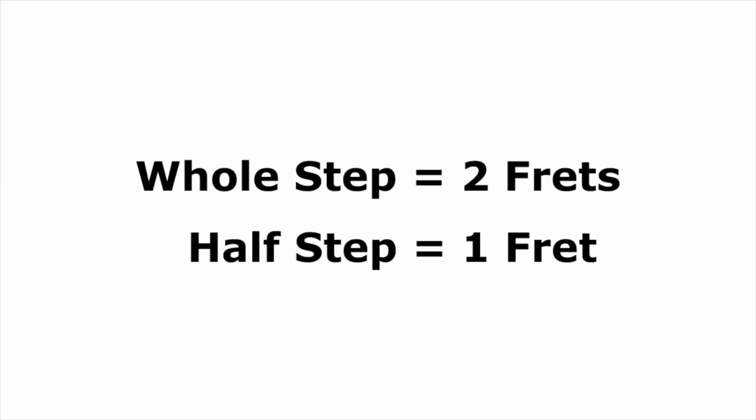So if I apply that to the fretboard, a whole step is two frets. Remember, consecutive notes in the musical alphabet are one fret apart on the guitar. So if we're skipping over one, then it's going to be two frets. A whole step is two frets, a half step is one fret.